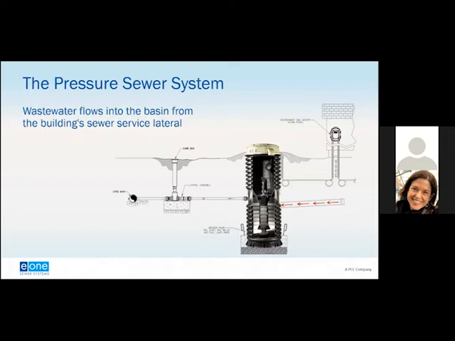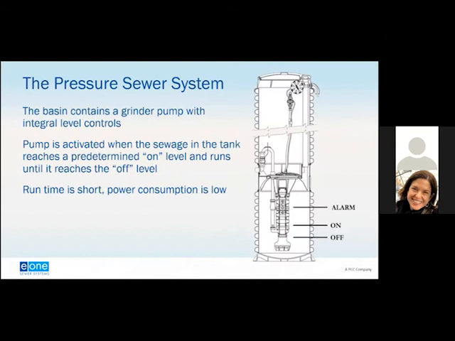But instead of going to a gravity main in the street, this lateral now goes a shorter distance to the grinder pump basin. The basin contains the grinder pump with integral level controls. The pump is activated when the sewage in the tank reaches a predetermined on level and runs until it reaches the off level. So it operates in many ways similar to a traditional lift station, although in the case of an E1 grinder pump, it is a 1 horsepower pump that's operating for just a few minutes a day. So it's not really like a lift station. It is, as the GE engineers set out to prove, more of an appliance.